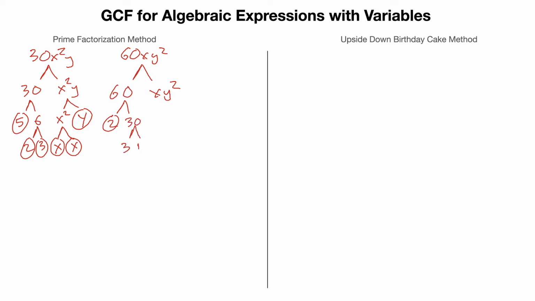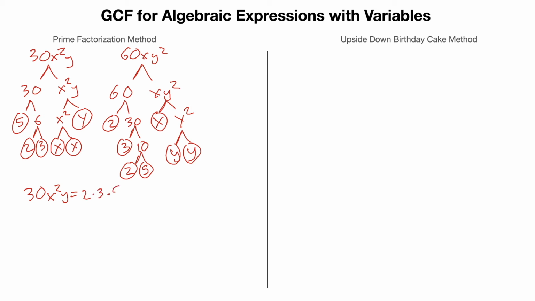Again, we're just doing the same normal process we do when we're doing the prime factorization. For my xy squared, I'll split that into x and y squared. Again, y squared equals y times y. So I'll list those both out. So now I cannot circle anything else. I'm done with all of those. So I'm going to list out all my factors. 30x squared y equals 2 times 3 times 5 times x times y. 60xy squared is going to equal 2 times 3 times 5 times x times y times y.